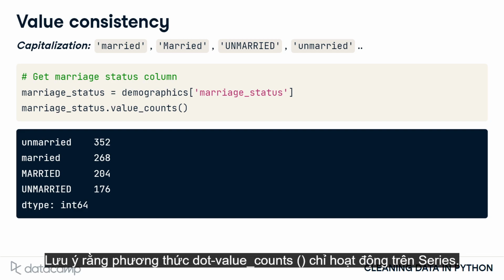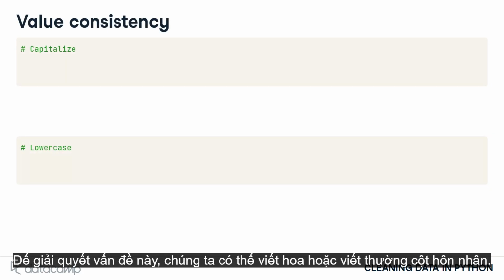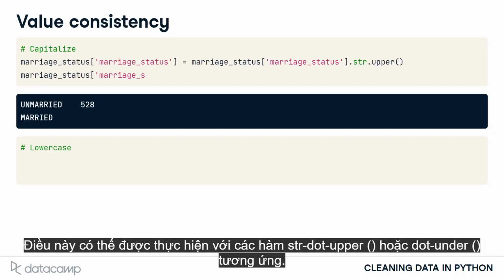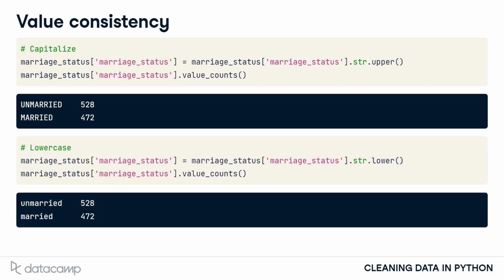Note that the .value_counts method works on series only. For a data frame, we can group by the column and use the .count method. To deal with this, we can either capitalize or lowercase the marriage status column. This can be done with the str.upper or str.lower functions respectively.